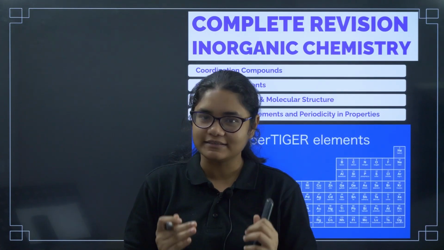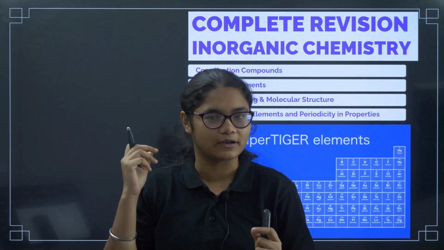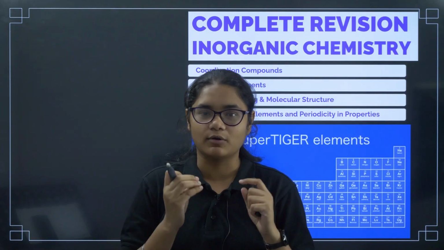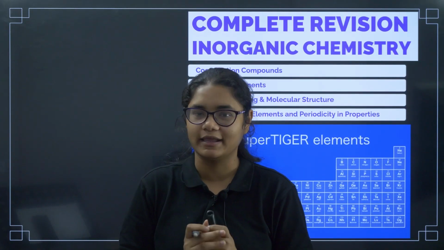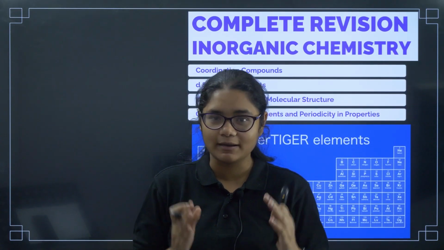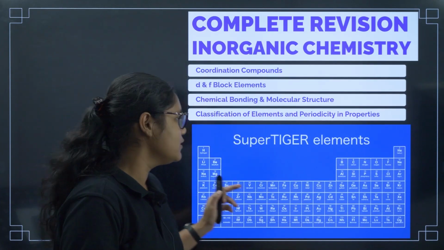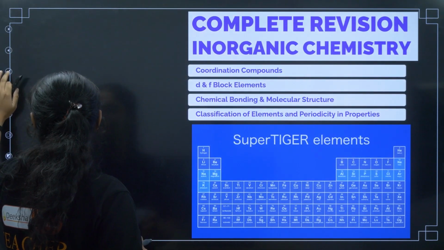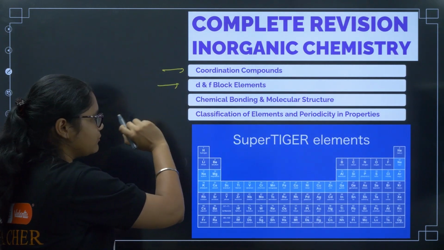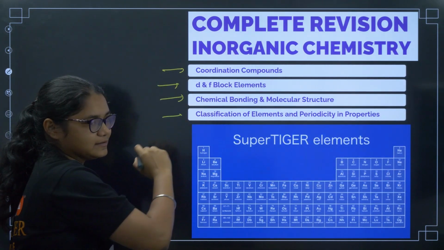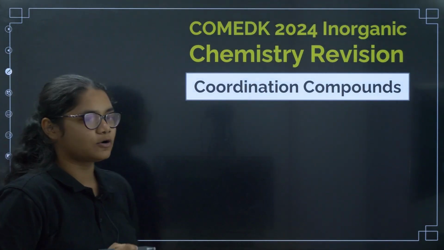Please sit with a notebook and a pen and note down all the important concepts, all the important exceptions, and whatever I tell, just note it down and revise it thoroughly for your COMEDK examination. One of the very important videos, complete revision of inorganic chemistry. In this video we'll be discussing the four important chapters, that is coordination compounds, d and f block elements, chemical bonding, and classification of elements. So let us start with the first chapter, that is coordination chemistry.